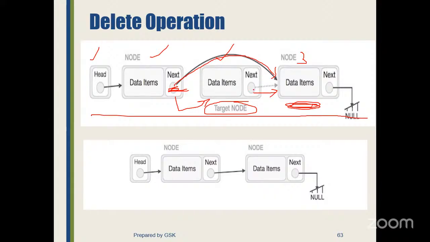Next, what is the link we have from the target node next link? We must unlink it. We must remove it. These steps are enough to delete that particular node. Now, this node doesn't have any connection with this linked list. After that, the linked list will be like this. A linked list with the two nodes only and one head node with the two nodes. Okay, this is a delete operation.